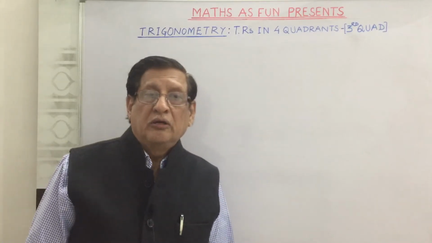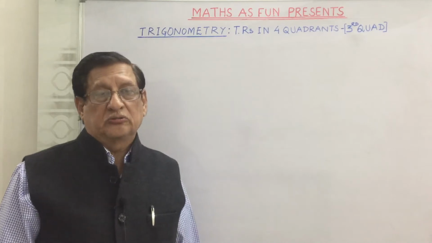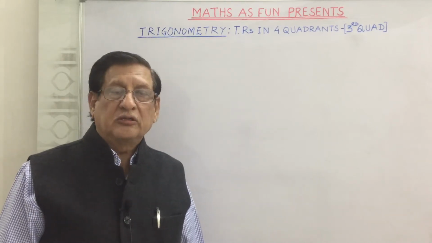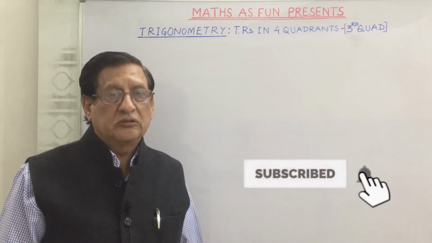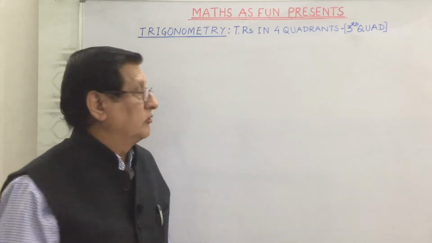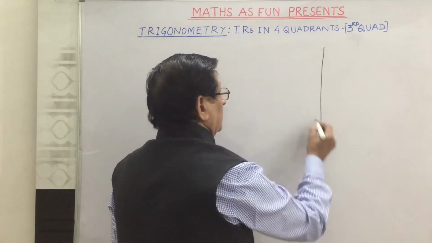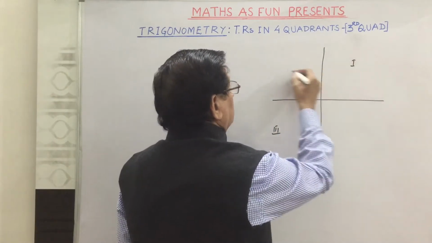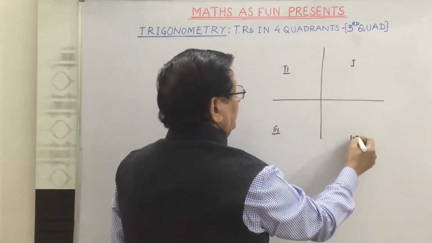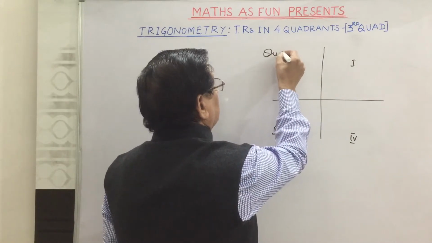Hello everyone, continuing with the trigonometrical ratios in 4 quadrants. In this video we will learn about the trigonometrical ratio of the angles in the third quadrant. See now, when we go to the third quadrant, this is the third quadrant, this is first, this is second, and this is the fourth one. We have the quadrant here.